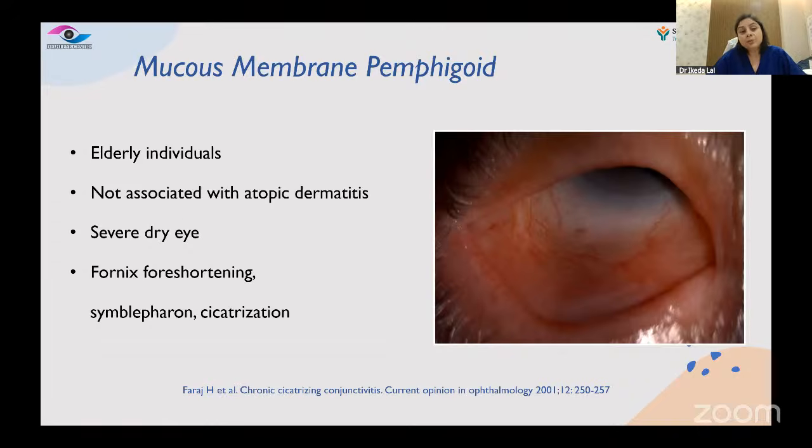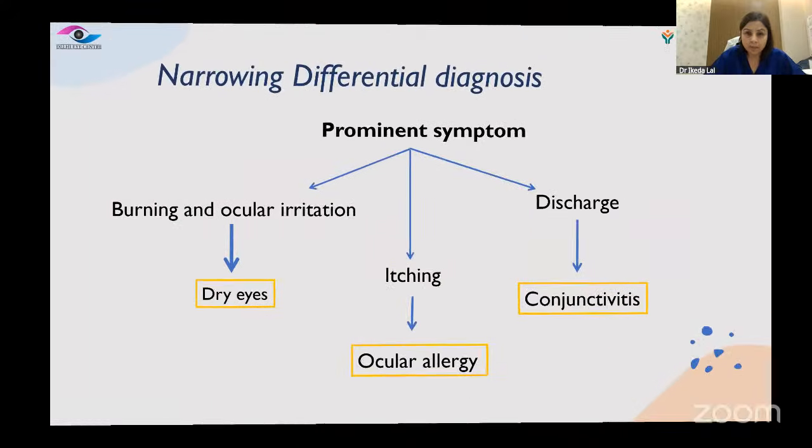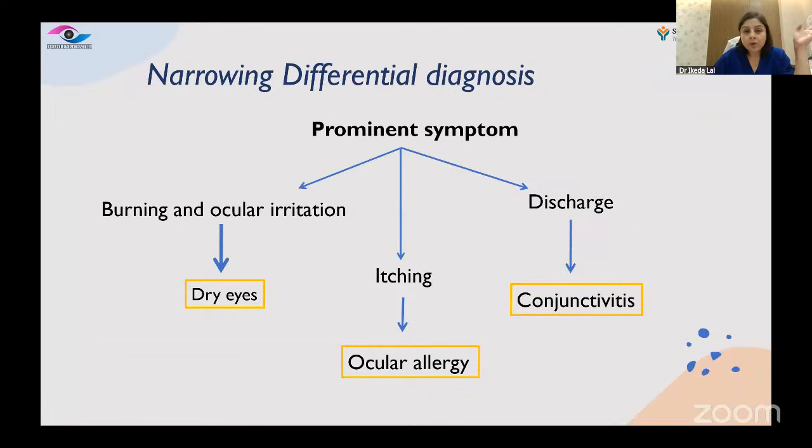So their management is completely different. So we need to keep this rare differential also sometimes in mind when we are looking at patients who have significant conjunctival scarring as well as corneal scarring. So just to narrow down the differential diagnosis, first of all, if we look at the prominent symptom, if the prominent symptom is burning and ocular irritation more than itching, we are probably looking at the dry eye group of disorders.